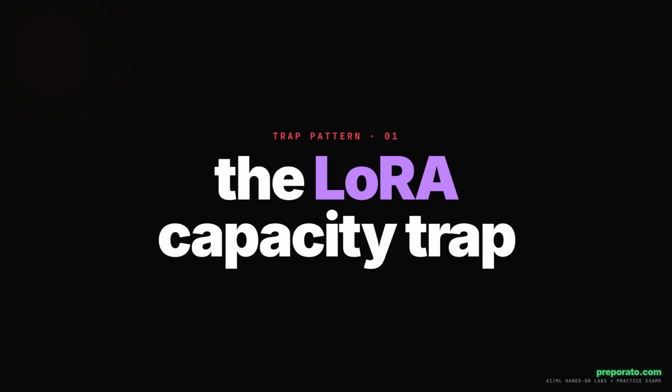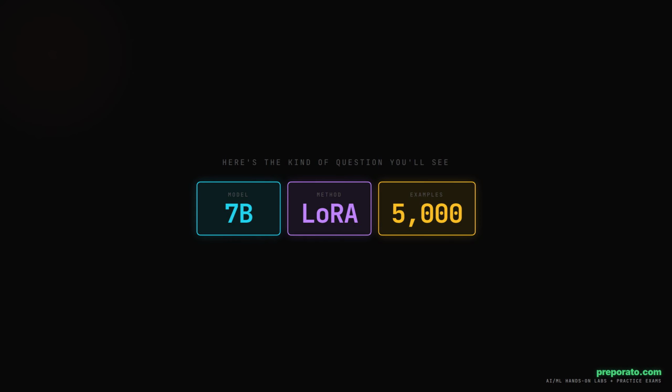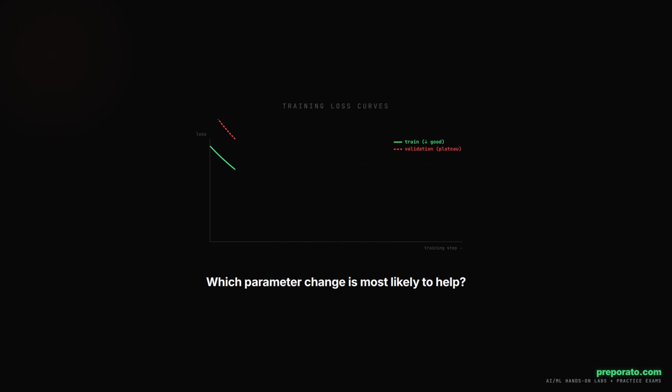Here's the kind of question you'll see on exam day. You're fine-tuning a 7 billion parameter model with LoRA on a small domain-specific dataset of roughly 5,000 examples. Training loss drops quickly, but validation loss plateaus high and stops improving. Which parameter change is most likely to help?